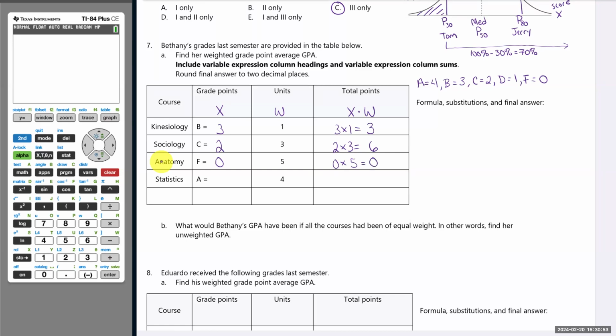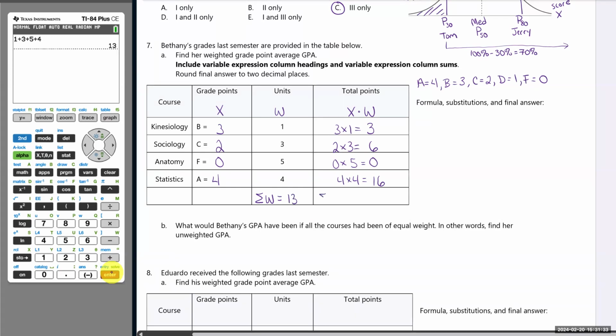So no points there. And then statistics, yay, an A. Those are 4 points. It's a 4-unit course. So that is 16. All right. I'm also going to ask here for us to put in variable expression column sums. So I'm going to start here with the units. So sigma, capital sigma, add the weights together. That will tell me how many units Bethany is taking. So I'll grab my calculator and just do that, add those up. Bethany here is taking 13 units.